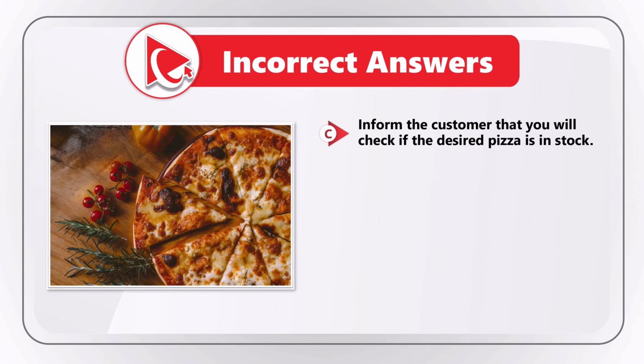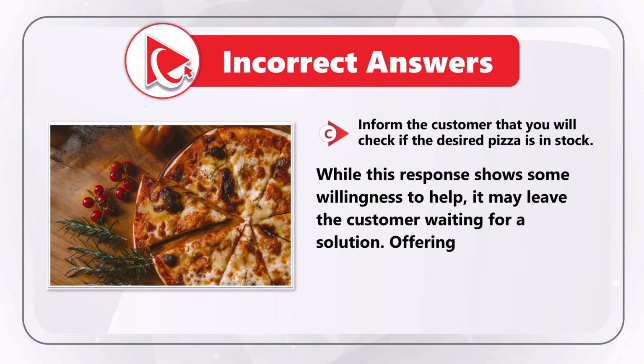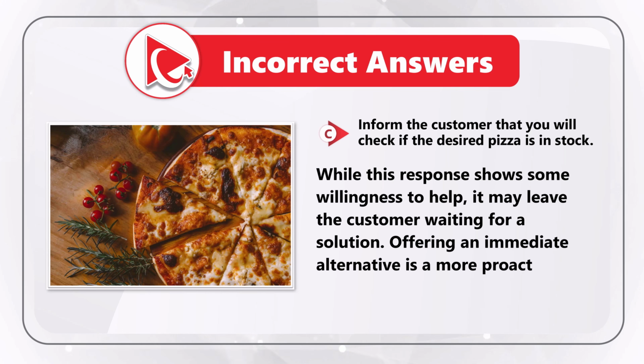Choice C: inform the customer that you will check if the desired pizza is in stock is a good choice. But this is not the best choice. While this response shows some willingness to help, it may leave the customer waiting for the solution. Offering an immediate alternative is a more proactive approach.